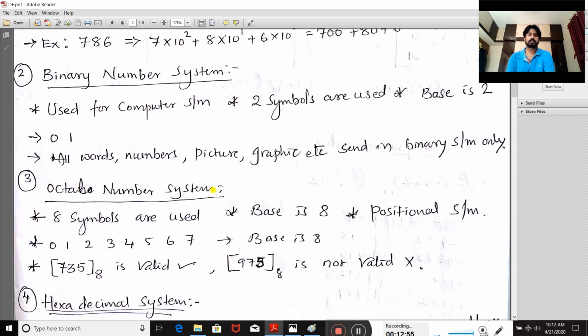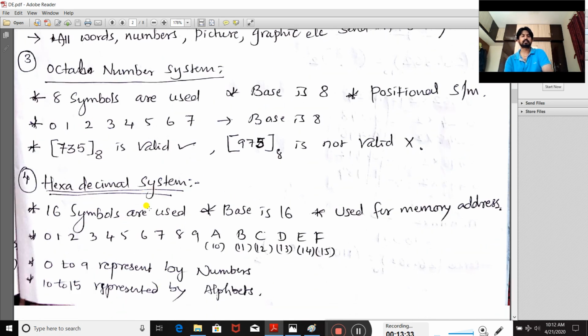Next one is the octal number system. Here total 8 symbols are used, and base is 8. It is also a positional system. So 0 to 7, so base is 8. Now here 735 I have written with base 8, so it is valid. If you write 975, then it is not valid, because this 9 will not come in this particular number system. Hence directly you can say it is not valid for the octal number system. It should be within these numbers only.